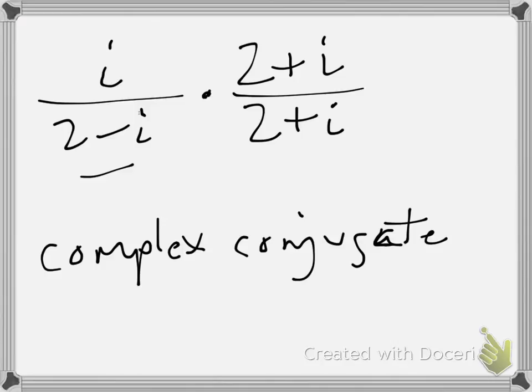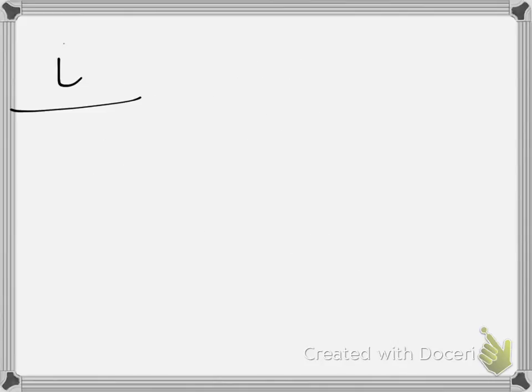Because just like a square root, you can't have a square root in the denominator of a fraction. Same goes for complex numbers. No i's in the bottom. If you have an i in the bottom, you have to multiply by its opposite, or its complex conjugate in this case. Now, if we go to the next slide, I'll reset this up.